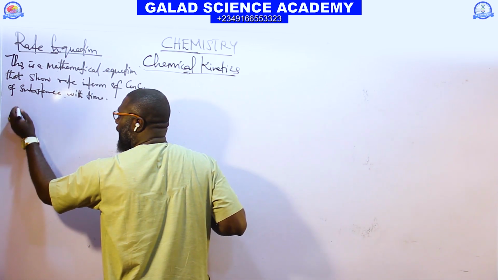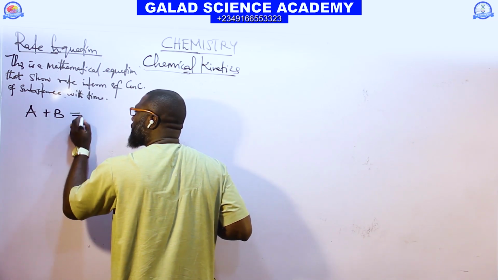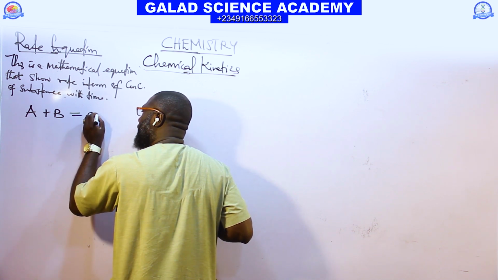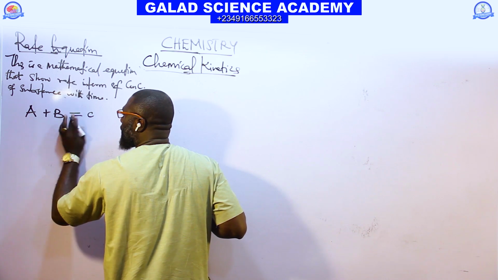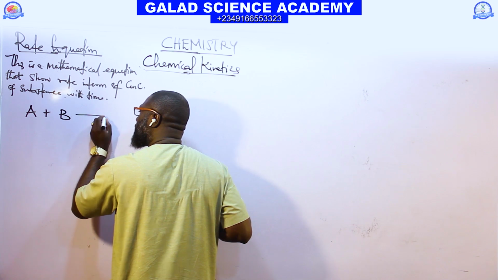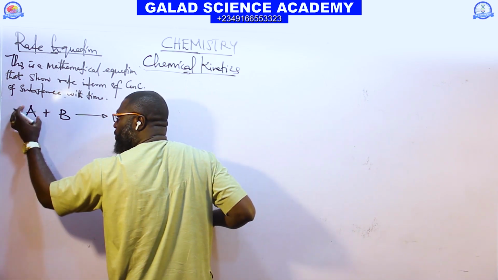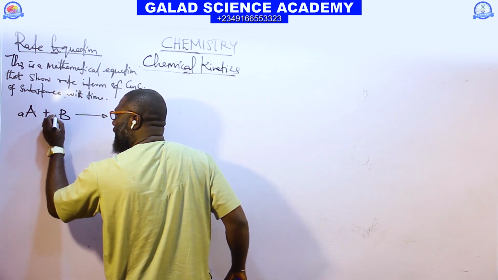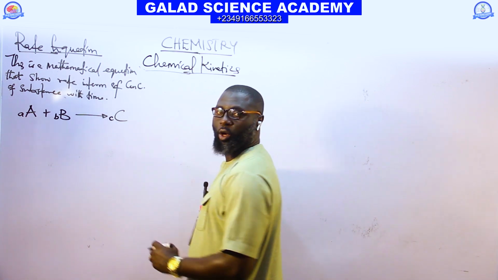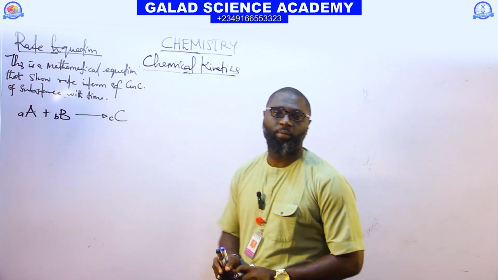Let's consider the reaction below. Small a A reacts with small b B to give us small c C. The number of moles of A is small a, the number of moles of B is small b, and of C is small c. We are now asked to write out the rate equation of this expression.